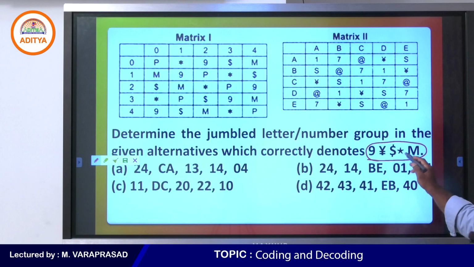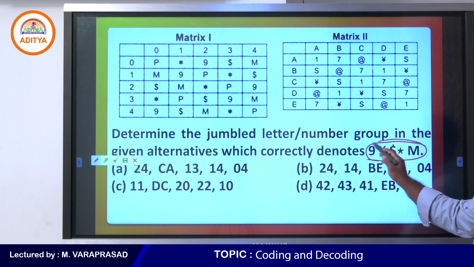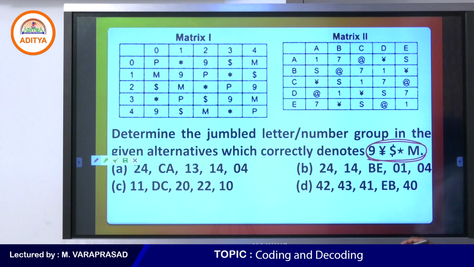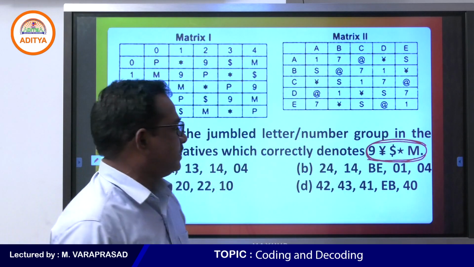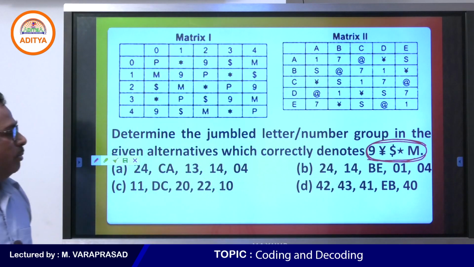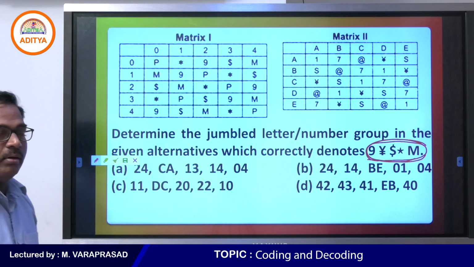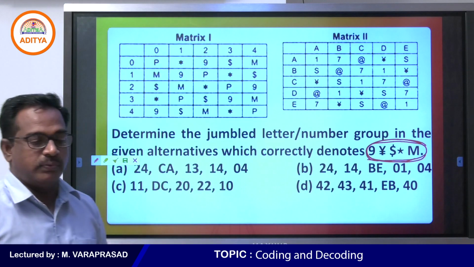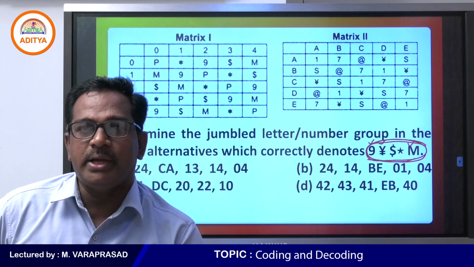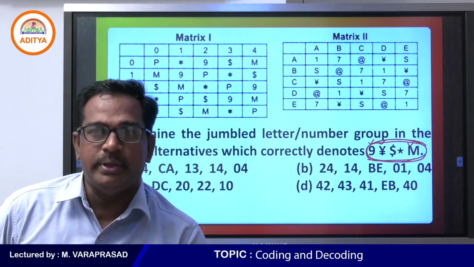9, symbol, star, M. So which option will be the correct answer for this? Check your options. In how many ways can the first 9 be written? In how many ways can the second symbol be written? The third symbol? The star? The M? All mixed options will be there here. Now you will find which option is the correct one. How can M be represented?